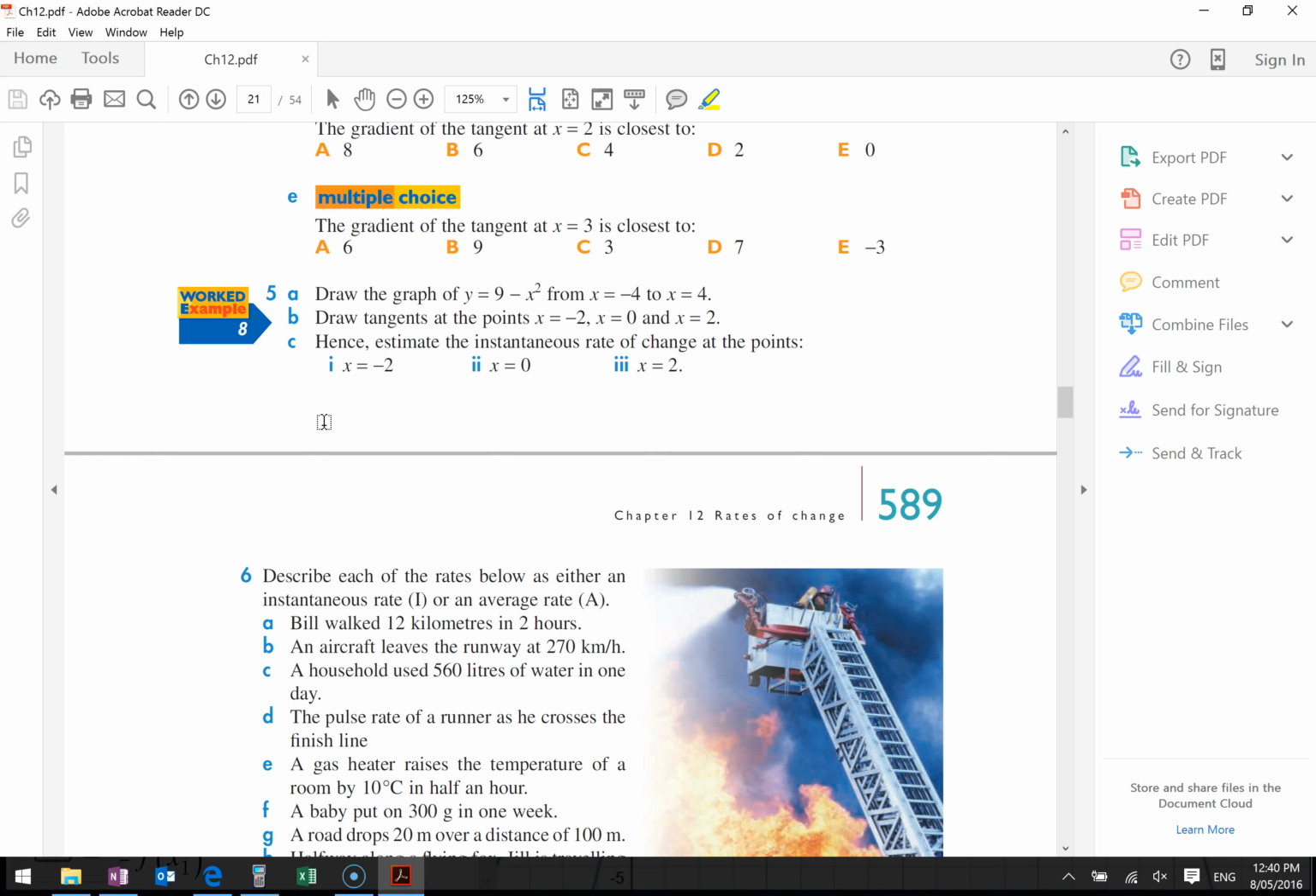Okay, for 5C, we're finding instantaneous rates of change at these points. So here's my function. Okay, y of x equals 9 minus x squared. Okay, instantaneous rate of change at x equals minus 2 would be from x equals minus 2 to x equals minus 1.99. Average rate of change between those 2 points.